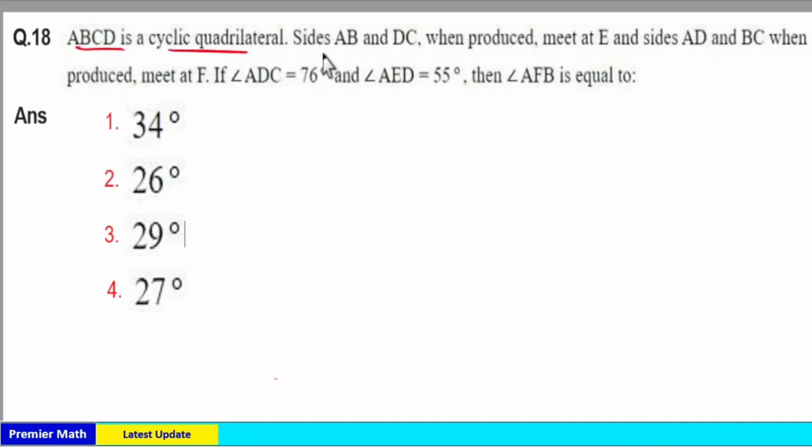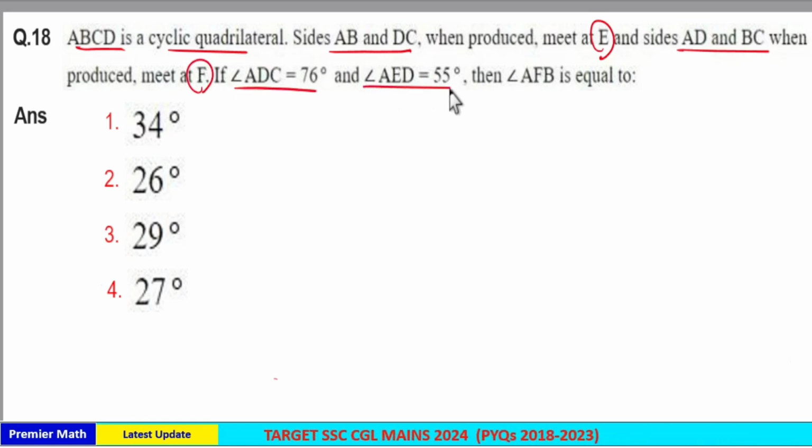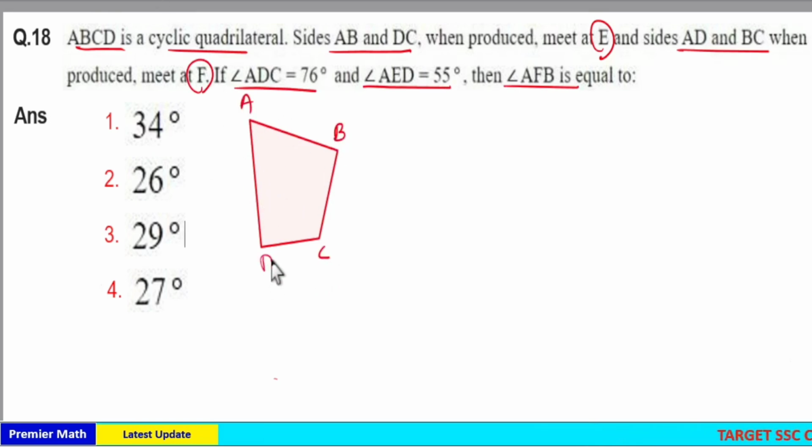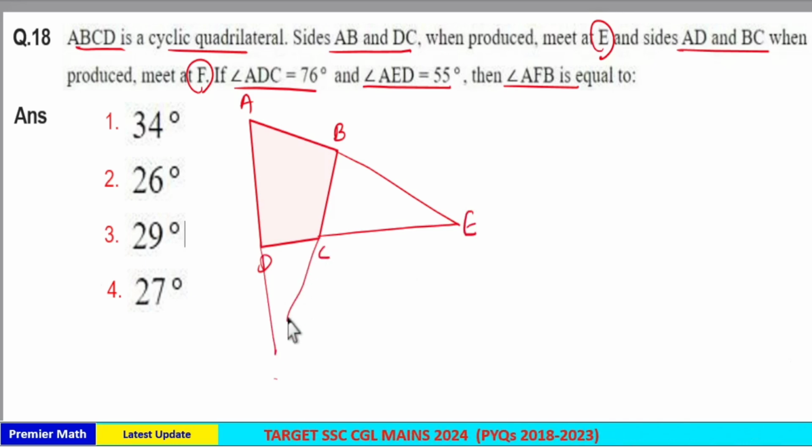ABCD is a cyclic quadrilateral. Sides AB and DC when produced meet at E. Sides AD and BC when produced meet at F. Angle ADC is 76 degrees and angle AED is 55 degrees. Then angle AFB is equal to? Here this is cyclic quadrilateral ABCD. When sides AB and DC produced meet at E and sides AD and BC produced meet at F, angle ADC is given as 76 degrees and AED is 55 degrees. Then we have to find angle AFB.